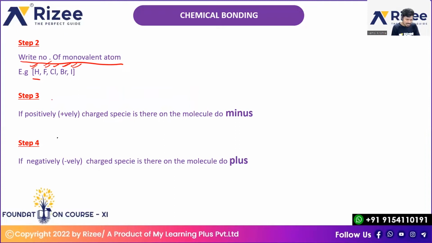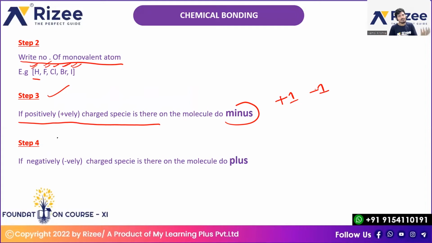Very simple. And step number three: if a positively charged species is present, then what we need to do is subtract. If plus 1 is present, we need to write minus 1. If plus 100 is present, we need to write minus 100. If plus 3 is present, we need to do minus 3.